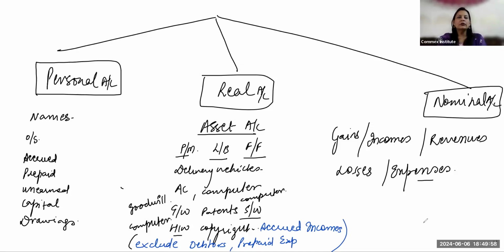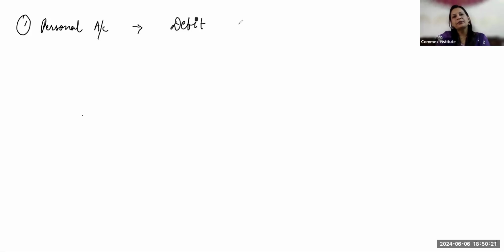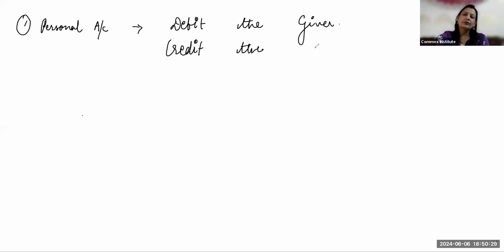Okay. So now, for personal account, we are coming to the rules of debit and credit. As of now, we have just learned the classification. Now, the rules of debit and credit. So for my personal accounts, the rule of debit and credit is debit the giver, credit the receiver.